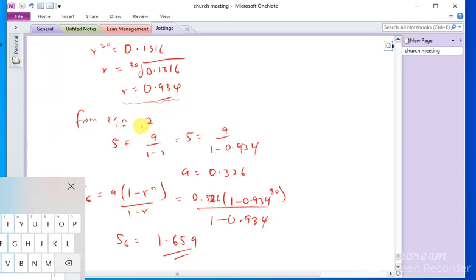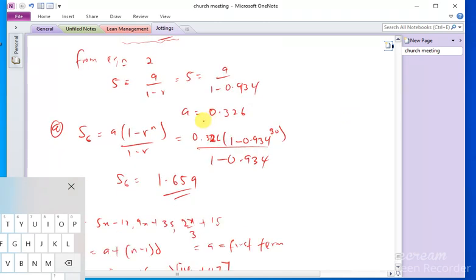Now we go back to equation 2. The sum to infinity is 5, so a over 1 minus r equals 5, then a over 1 minus 0.934. So the first term is 0.326. We go back to the sum of the first 6 terms: a times 1 minus r to the power n, 0.326 times 1 minus 0.934 to the power 6 over 1 minus 0.934. So you get the sum of the first 6 terms as 1.695.